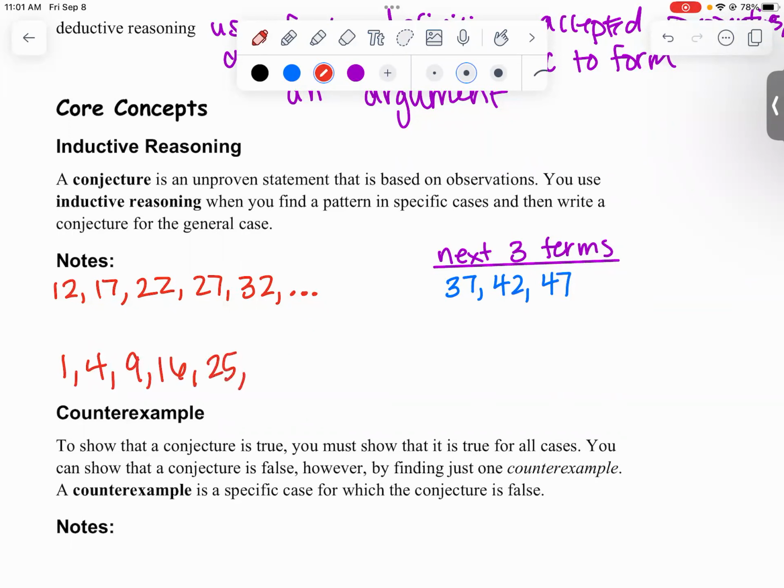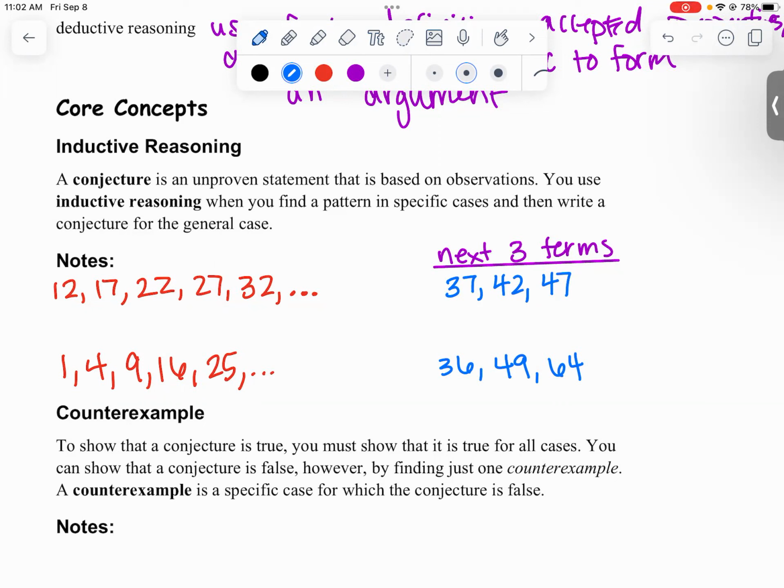Write these numbers down: 1, 4, 9, 16, 25. Presley is excited because she thinks she has found the pattern. Presley, what is special about these numbers? They are all perfect squares. So what would the next 3 numbers be? 36, 49, 64. Okay.